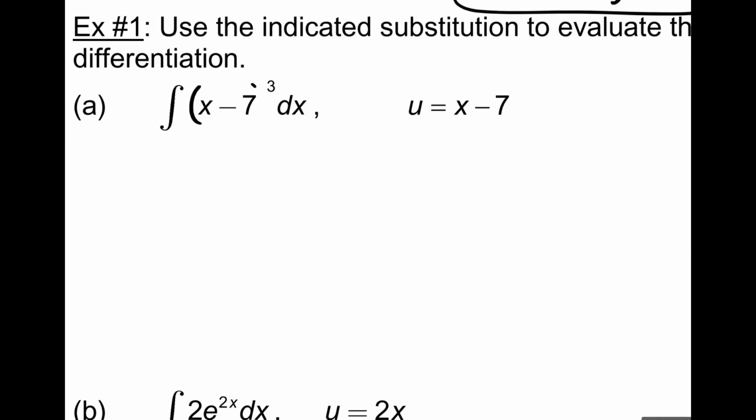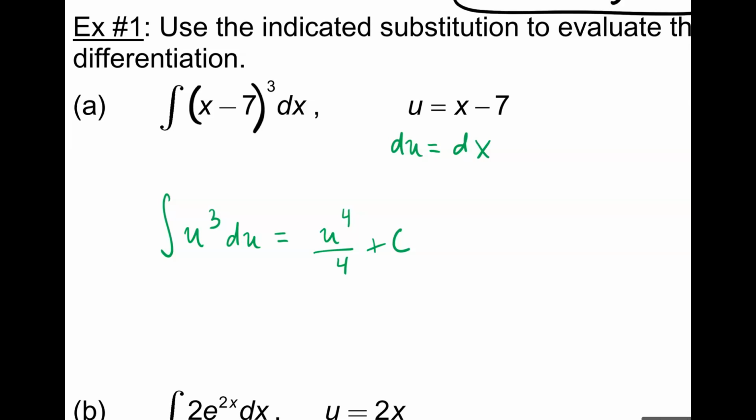All right, so here are the parentheses. And I tell you what u is. These first couple ones, I tell you what u should be. So we let u equal x minus 7. So du is just going to be equal to dx. Take the derivative of x, it's just 1. So du dx is equal to 1. Move the dx over, so du equals dx. Okay, so this is just going to be the integral of u cubed du. All right, power rule, add 1 to the exponent, divide by our new exponent plus c, and then substitute back in our u at the end, and we're good.